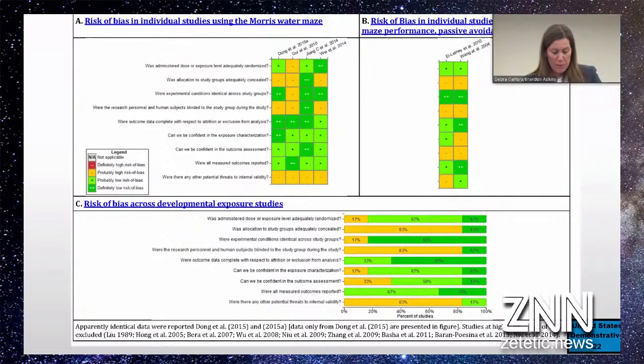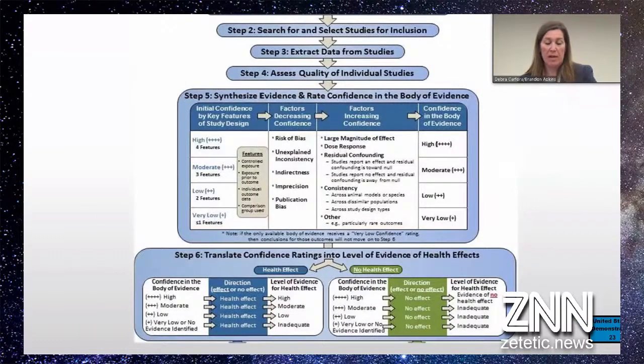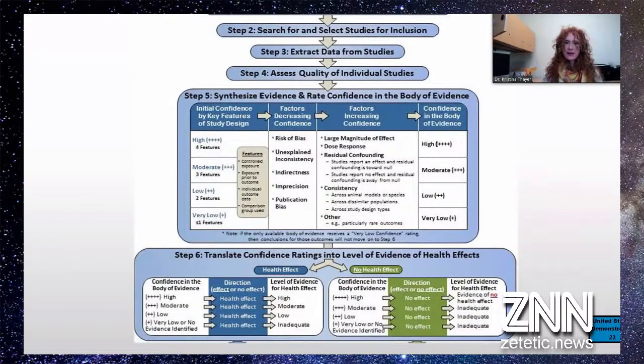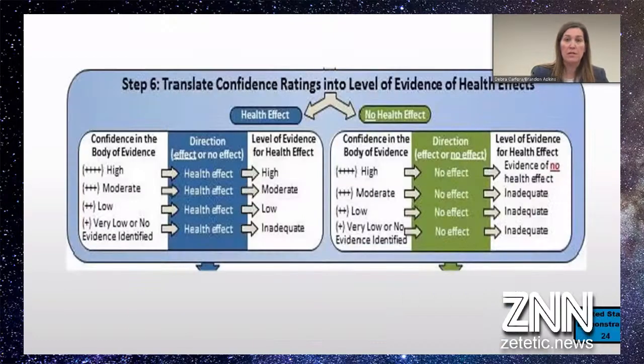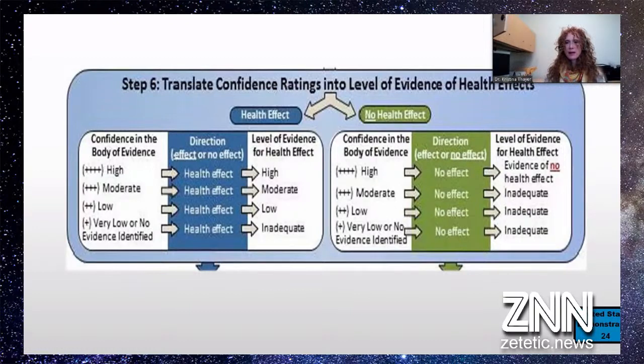And what's the next step of systematic review after rating the confidence in the body of evidence? Then we begin to translate those confidence ratings into level of evidence of a health effect. And can you explain for the court the significance of the descriptors on this next slide? So these descriptors include your confidence judgment, as well as the nature of the finding, toward a health effect or no health effect.